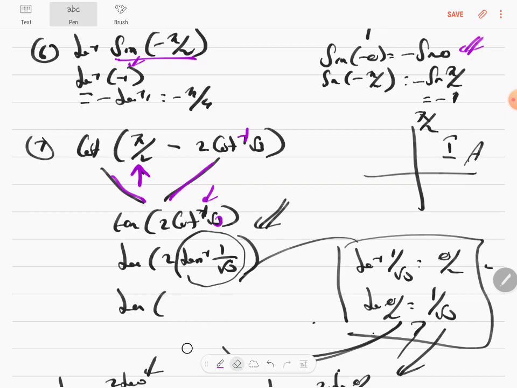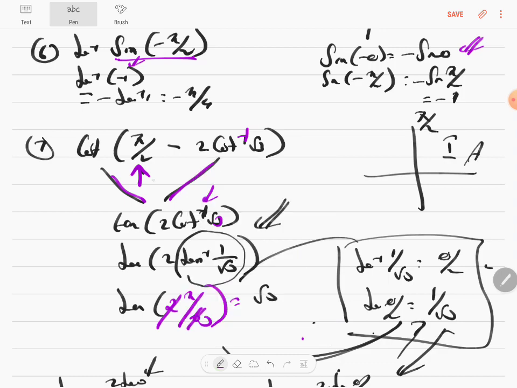Tan will be 1 by root 3 at 30 degrees, which is 2 into pi by 6. So it will become pi by 3. 30 degrees is 1 by root 3, yes, pi by 3. And what is tan 60? Tan 60 itself is root 3. So this has got to have an answer, which is root 3.